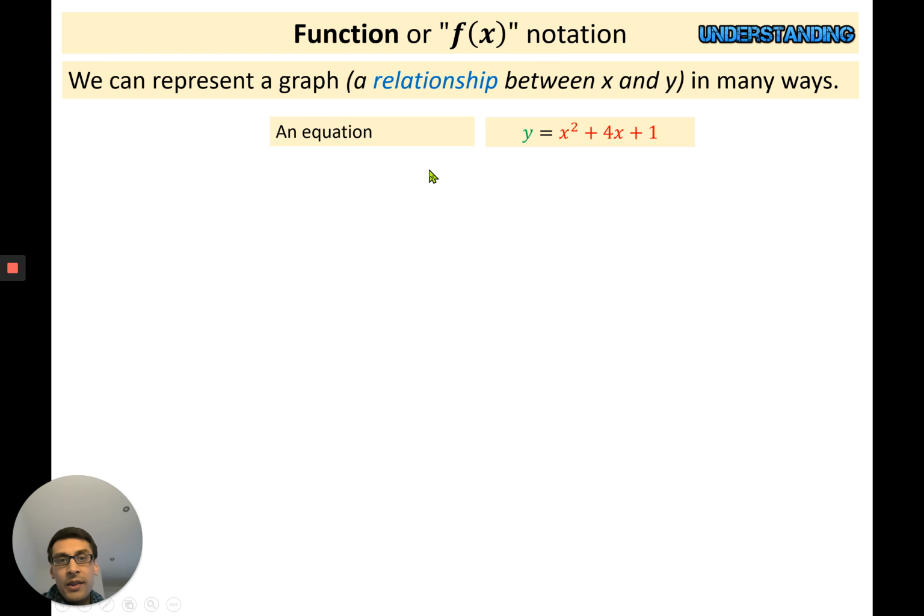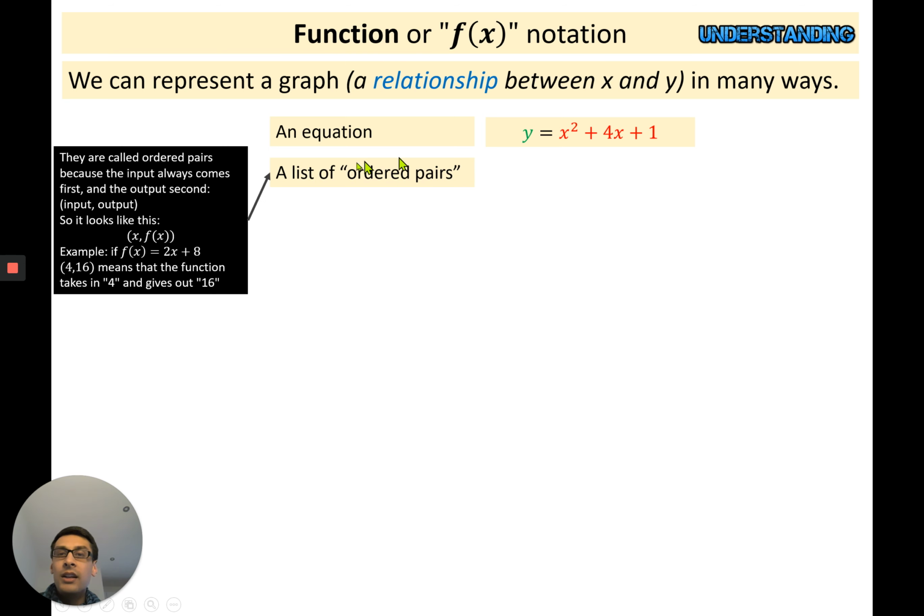So you're familiar with that. y is equal to x squared plus 4x plus 1. Another way to represent it is a list of ordered pairs, which is just a fancy way of saying coordinates. They're called ordered pairs because the input is what you put into x and the y is what comes out. So if x is 3, you can then do 3 squared plus 4 times 3 plus 1, and then you'll get your y value.